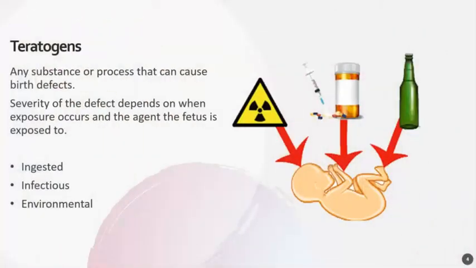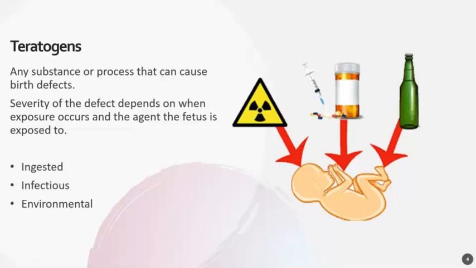So one thing we're going to talk about are teratogens, and those are any substance or process that can cause birth defects. The severity of the defects depends on when, during the development of the fetus, that it's exposed to the teratogens, and then also what particular teratogen they're exposed to. So exposure during the embryonic state produces the most damaging effects to the fetus. And so if you think about that, during that state, that's when all of the systems, the organ systems, are being developed within the fetus. So that's why it's the most crucial time frame.